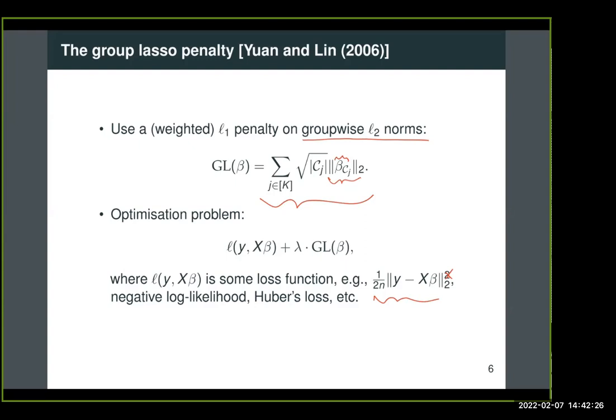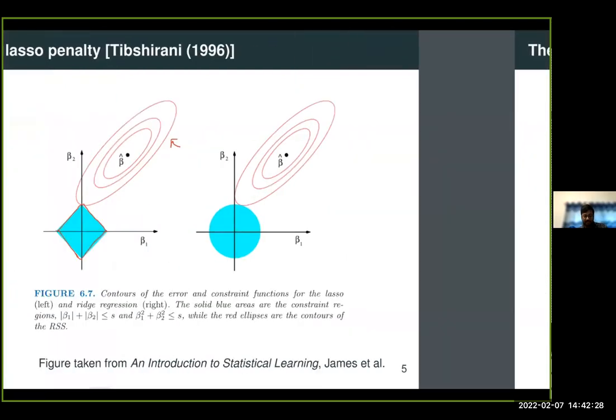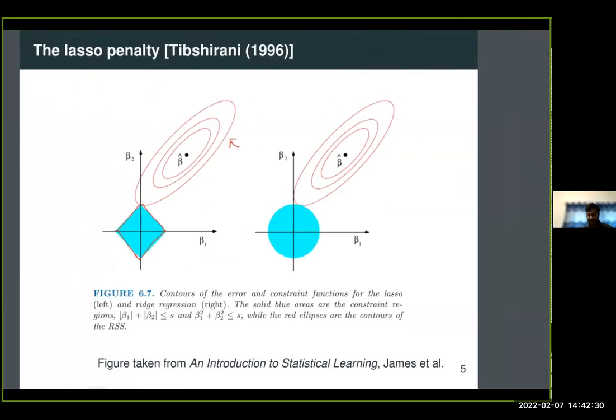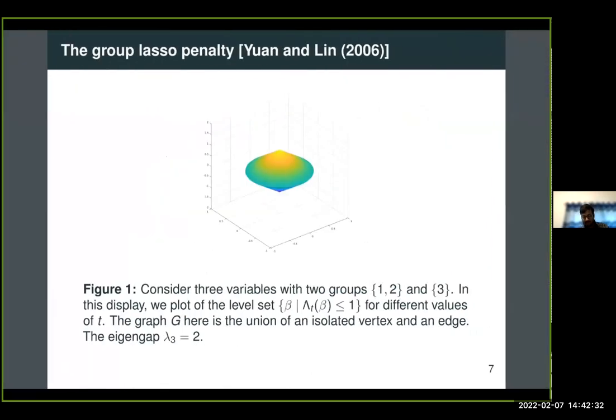It would be clear if I show you a picture of the corresponding metric ball. This is the ball for group lasso. Here I have basically three variables. Variables 1 and 2 form a group, and variable 3 is a standalone group in itself. It's basically like the lasso penalty, but you are adding a dimension to it. So it's like two cones merged together.